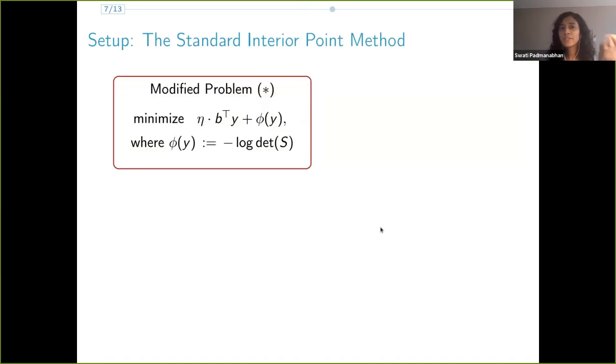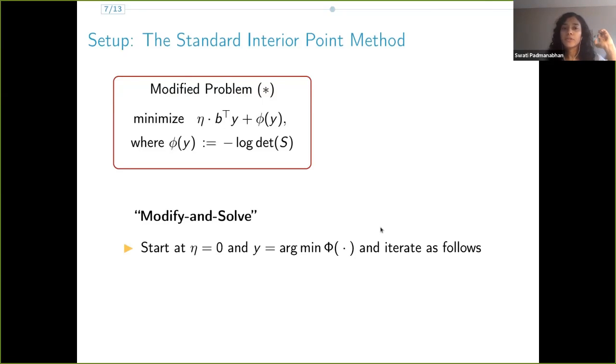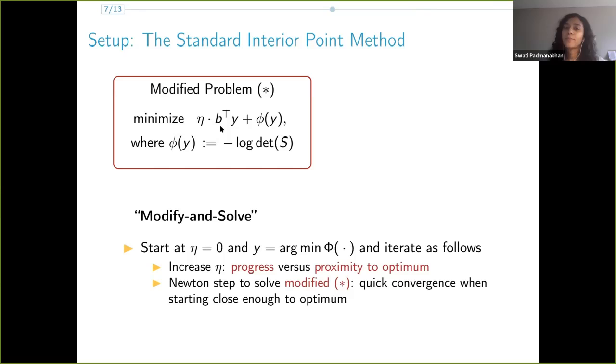And once you've got this modified dual SDP, the way standard interior point method works is you start with setting this scaling factor eta to be a very small number, like 0, and you minimize the problem. And then you increase eta a little bit and solve the resulting optimization problem using Newton method. So there's a trade-off between how much you can increase eta, because you want to increase it a lot so that you make progress, but you can't increase it too much because Newton method converges only when you're already close enough to the optimum.